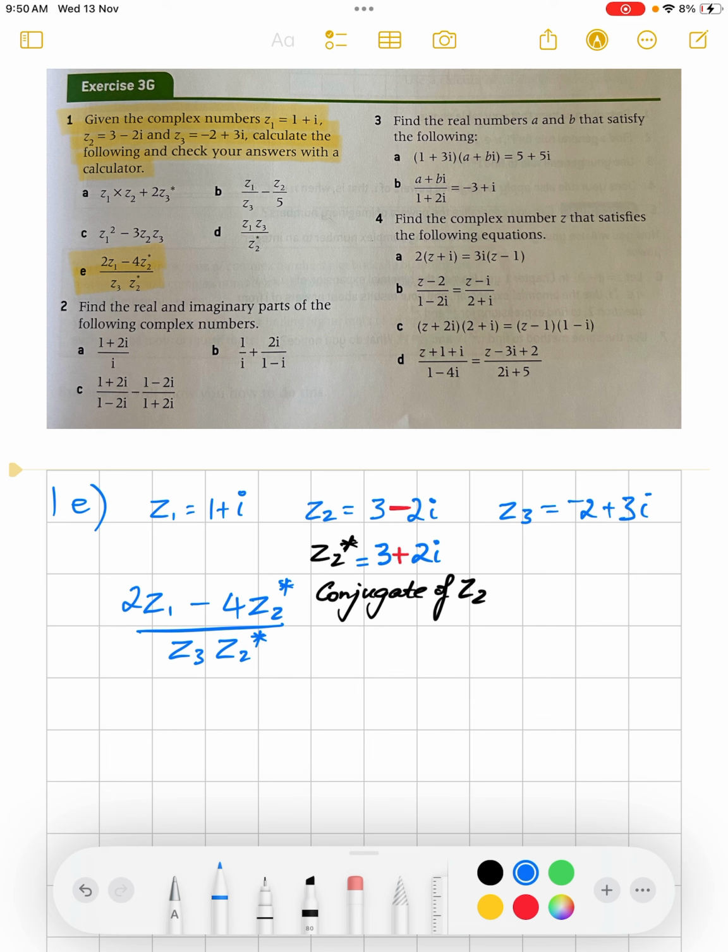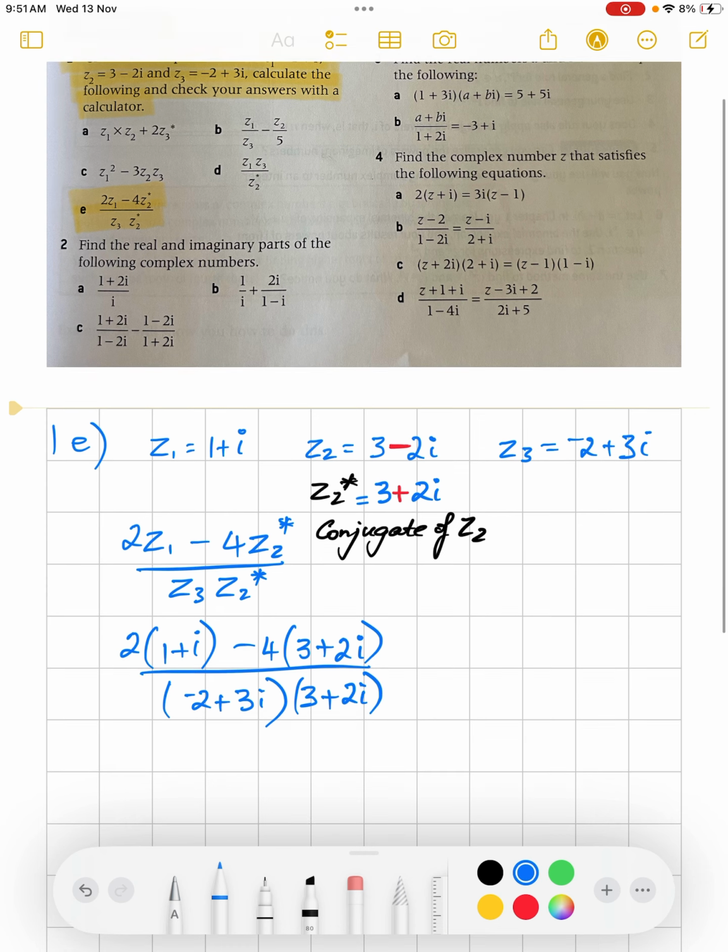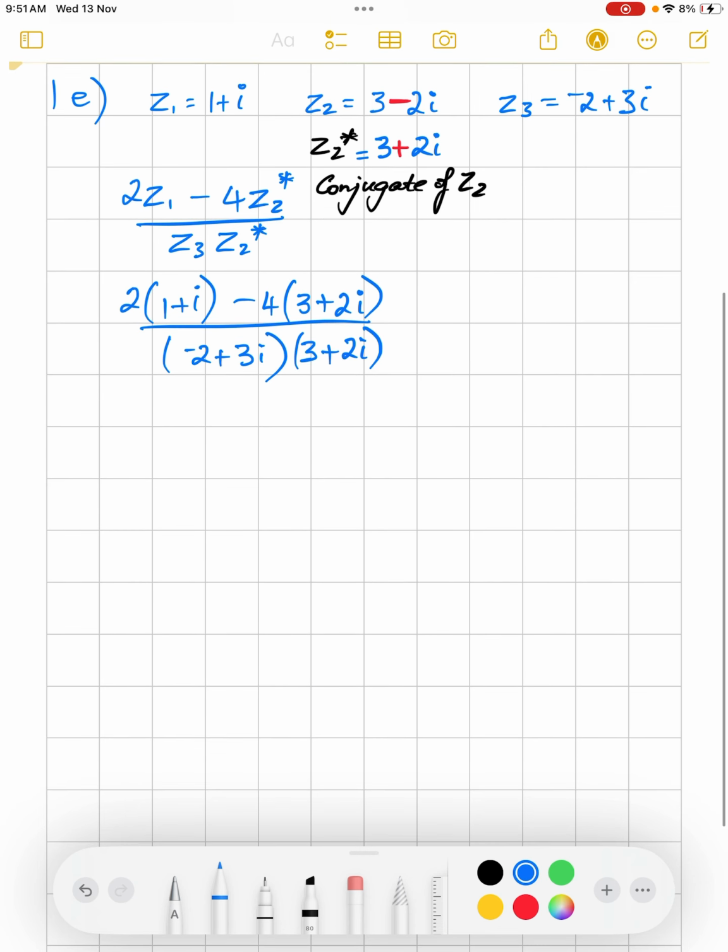Let's substitute. 2 times Z1, minus 4 times the conjugate of Z2, which is 3 plus 2i, over the product of Z3 and the conjugate of Z2, 3 plus 2i. All right, let's do this. Let's see how we go. And first of all, let's expand. So we've got 2 plus 2i.